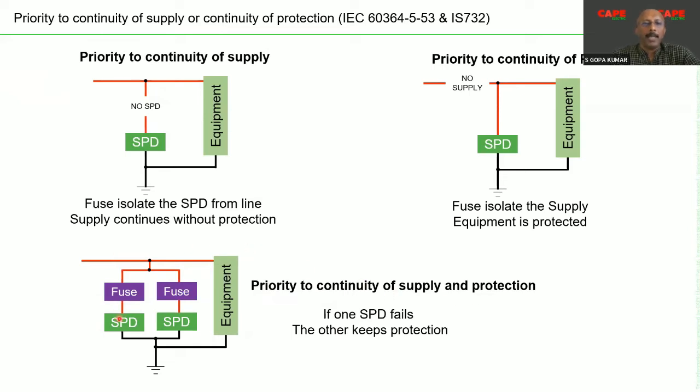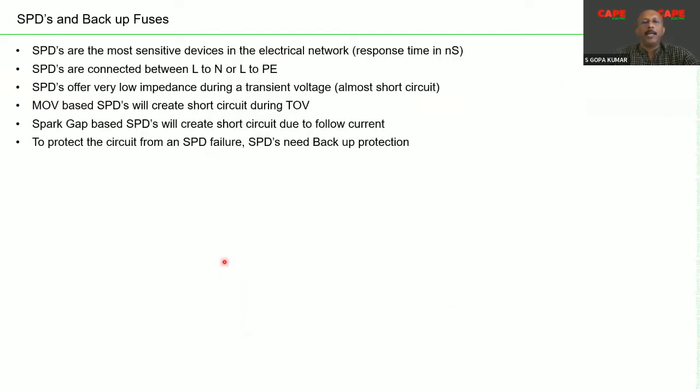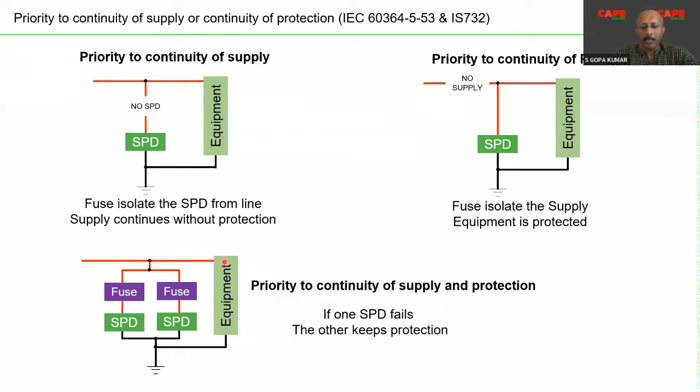But as I said, here there are SPDs which can have multiple channels, and the channels ensure continuity of supply and protection. So basically, these three questions are very important. Now, the first two questions, priority to continuity of supply and priority to continuity of protection, how these are applied and the backup fuse is selected.